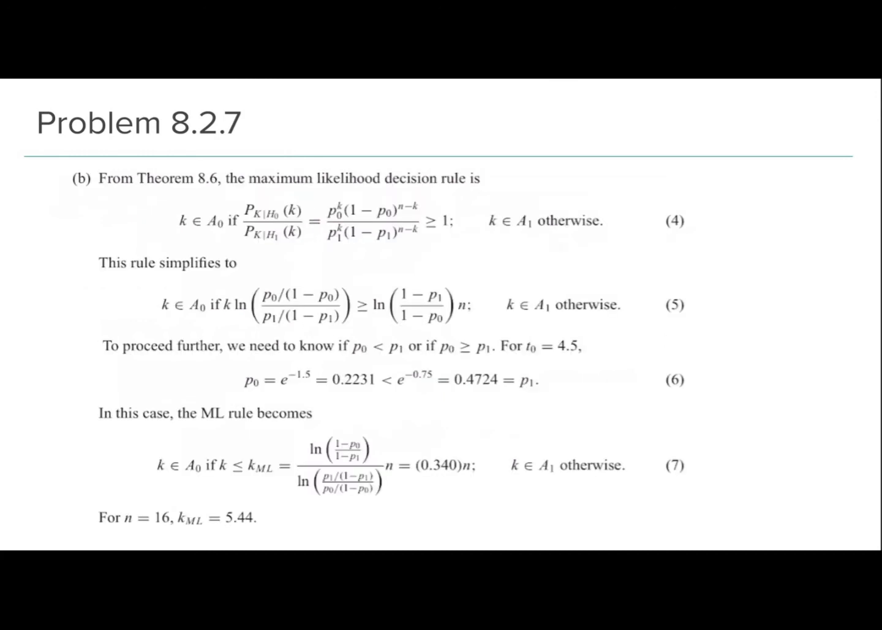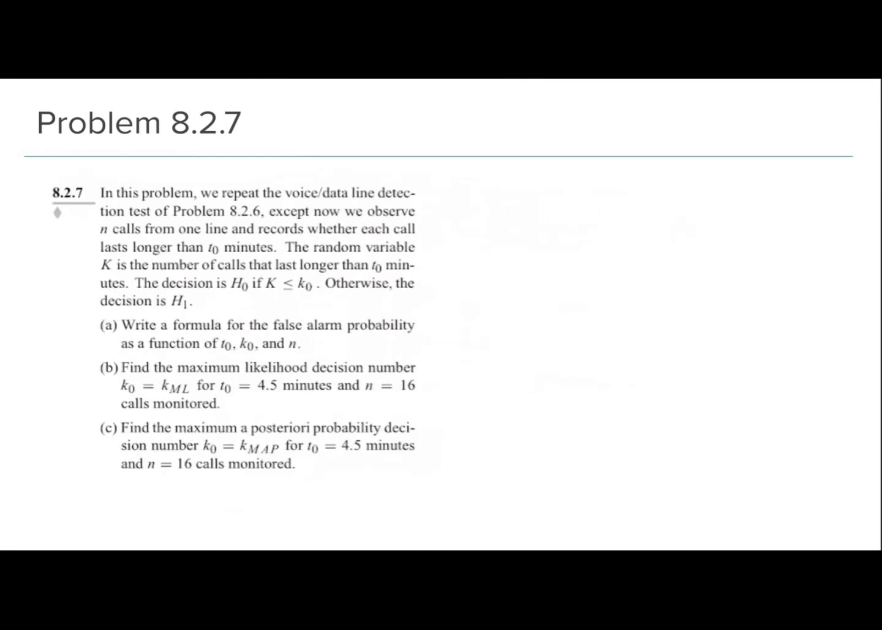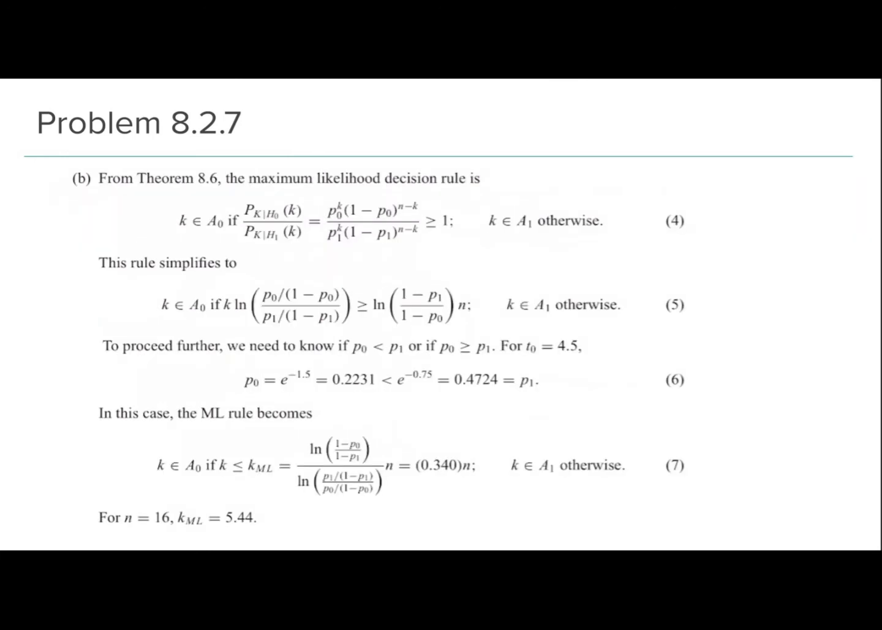Right, so I guess that should be okay with everybody. And for the second and third part, we have to find the maximum likelihood and the maximum a posteriori conditions, right? So for the B part, when we have to find the maximum likelihood decision rule, we have the condition that k will belong to A naught if p of k given h naught of k divided by p of k given h1 of k is greater than or equal to 1, right?